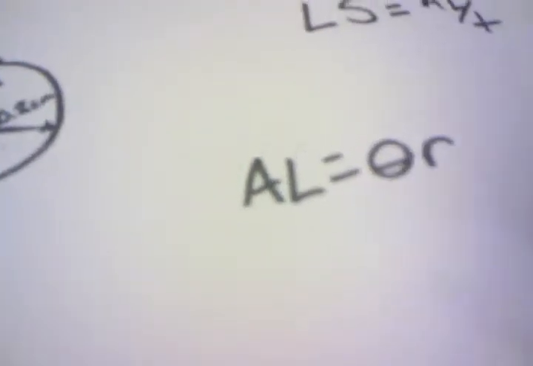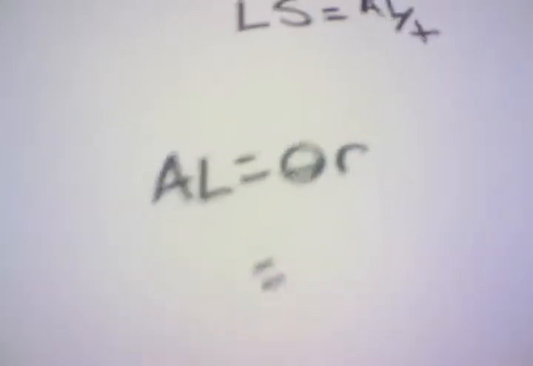So if you guys remember from a previous video, arc length is equal to theta times radius, right? From here, you really had to kind of common sense everything out. In this case, we're given the radius. The radius is 10.2 centimeters. But we had to find out what this theta is.